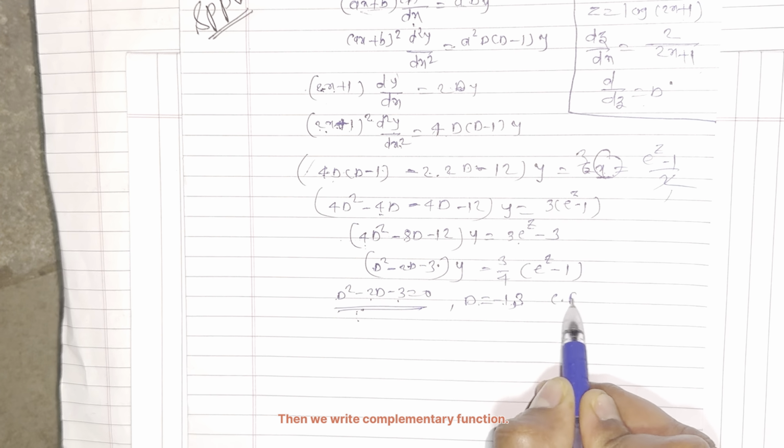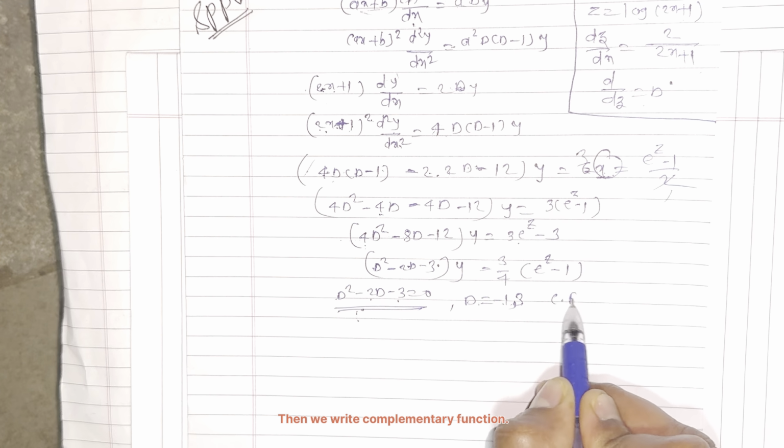So how is this f(D)? We learned already, f(D) into y is equal to phi(x). This one is f(D), this one is y, and this one is the entire phi(x). And what is the value of phi(x)? Replace it here. So phi(x) is 3 by 4 under bracket e raised to z minus 1.